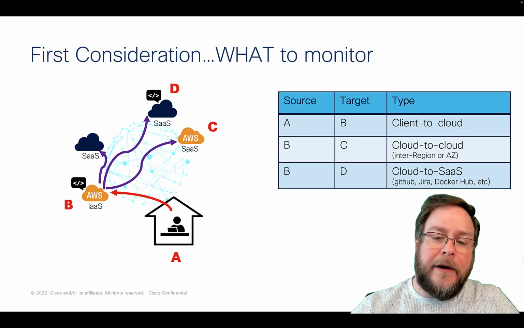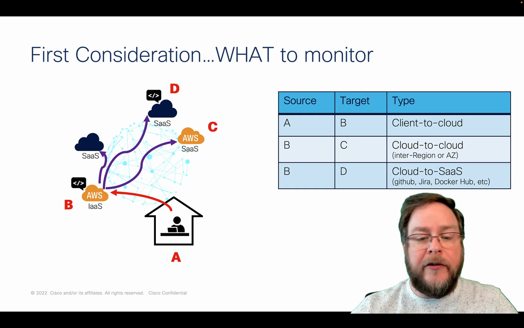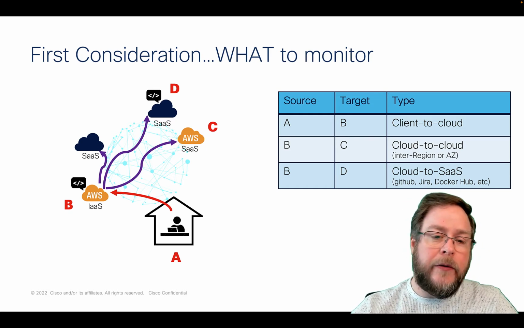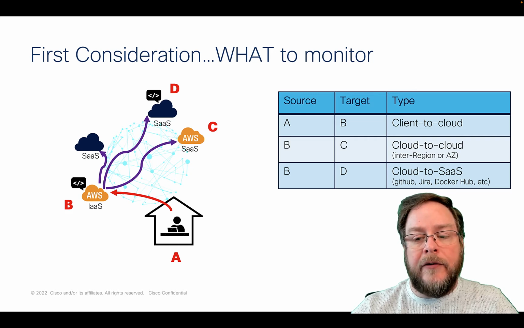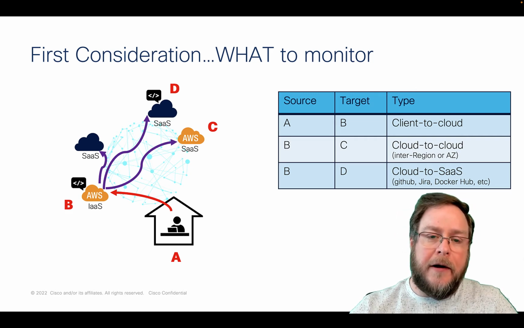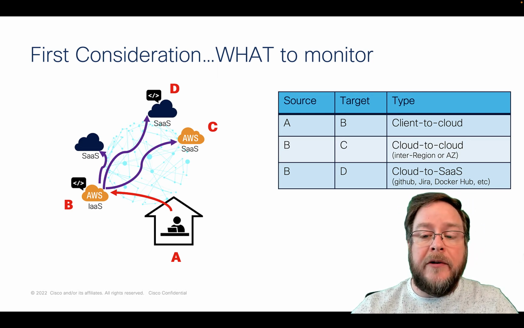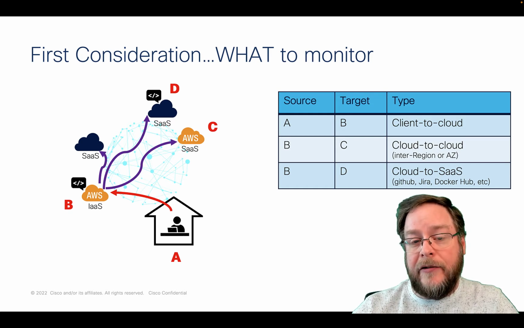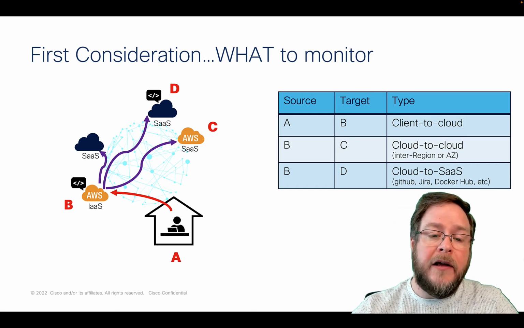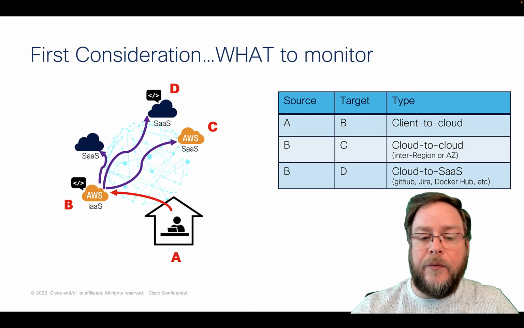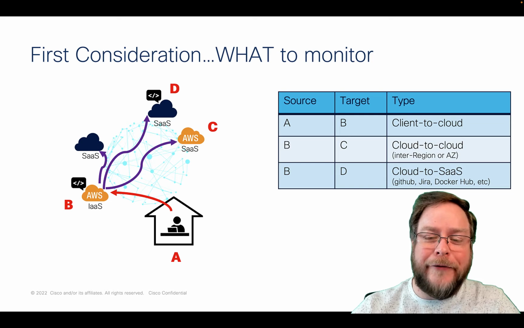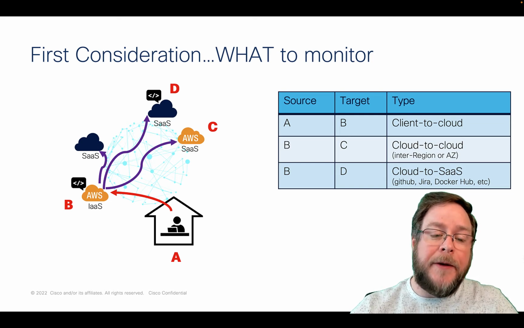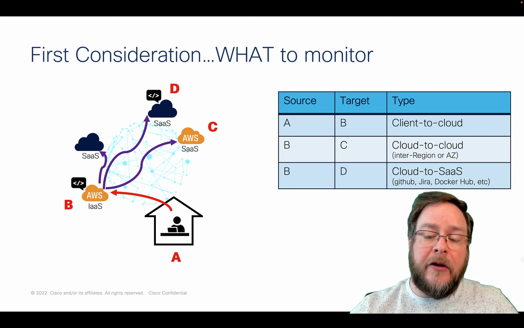The next thing we would think about would be source B going to target C, or going from cloud to cloud, these inter-region or inter-availability zone type traffic and workloads. She might have a development environment in one region and a database or an authentication service, a load balancer in another region. And we need to comprehend all of those as we're going through and looking at the service that we're offering. And then finally, her example might be going from source B out to target D, and that would be cloud going to a SaaS offer like GitHub or Jira.